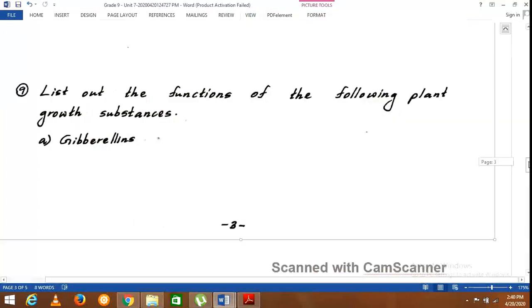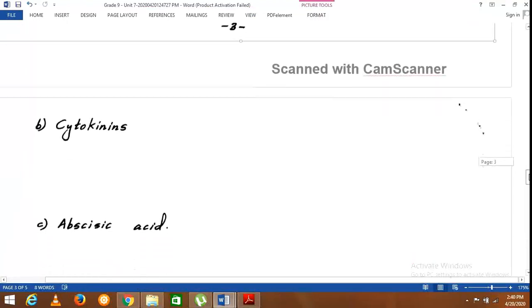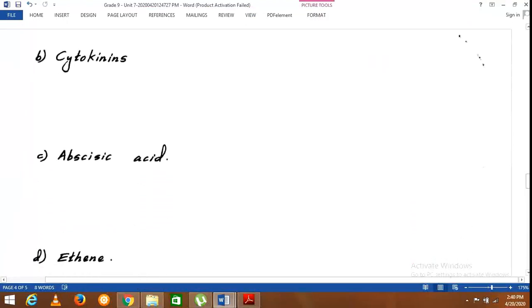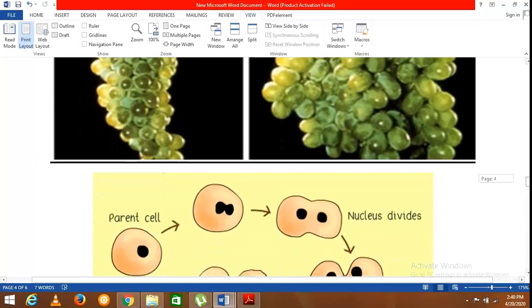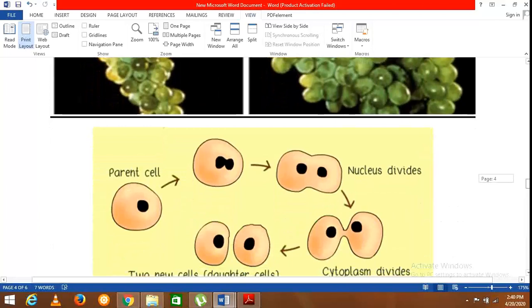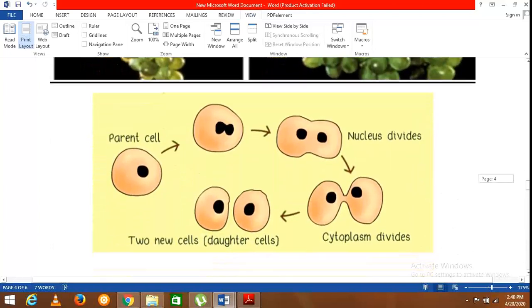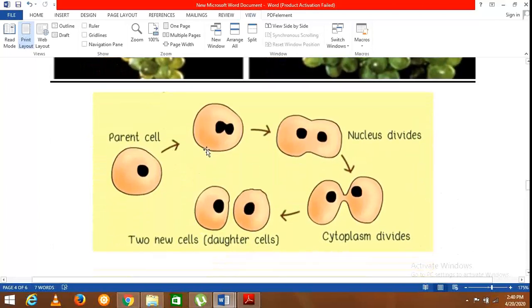Then we'll move on to cytokinins. Cytokinins are responsible for accelerating cell division. Cell division means an existing cell divides into more cells. In grade 10 you will learn about the process of cell division. Now there is a single parent cell. At the end of this cell division process, it has ended up with two new daughter cells.